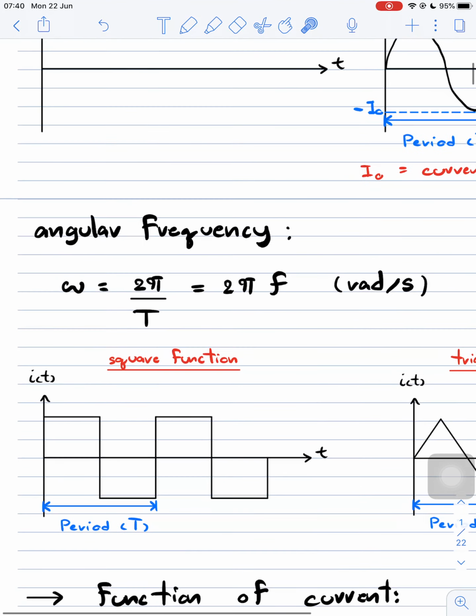Now for the angular frequency, we use the symbol omega. So we have that omega equals 2 pi over the period, which equals 2 pi times the frequency. I guess that you have seen this many times already, so we'll go a little bit faster.